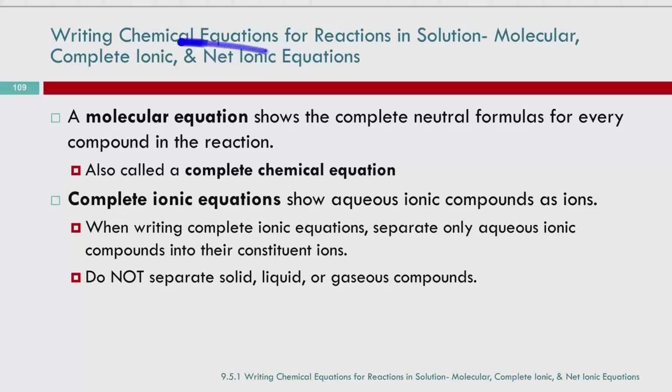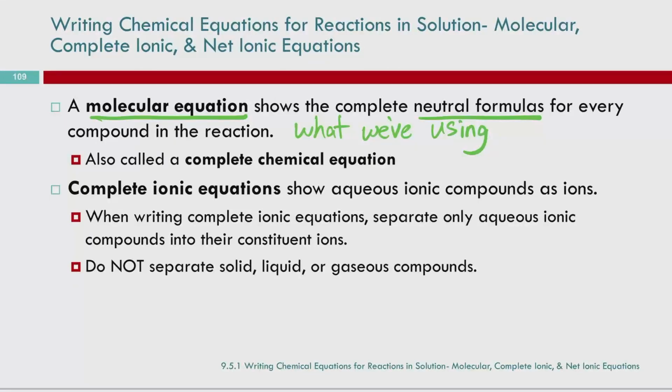So that's one of the chemical equations that we can write. There are actually a couple of types of chemical equations. So we've always been looking at the molecular equation. What we've been using is the molecular equation. The molecular equation shows neutral formulas, or molecules, for every compound in the reaction. This is also sometimes called a complete chemical equation.